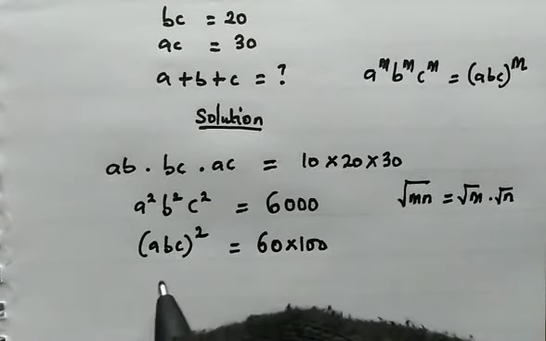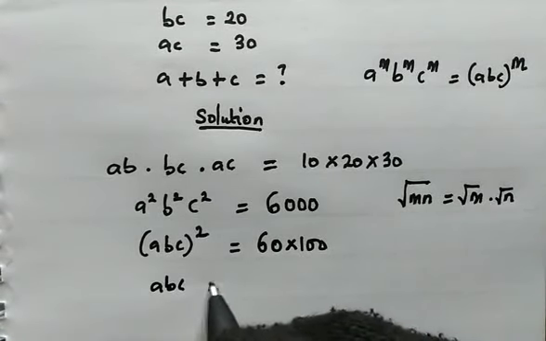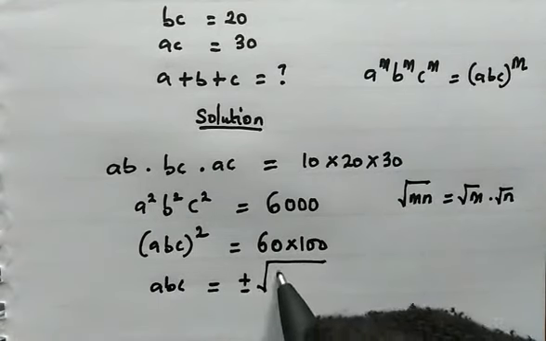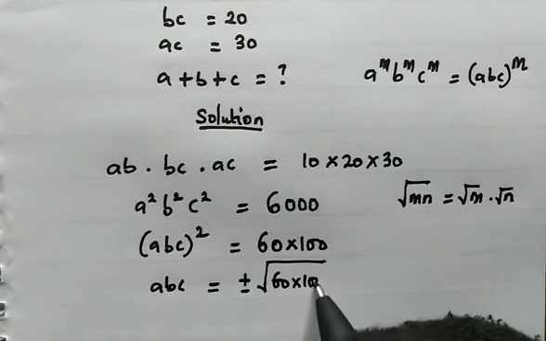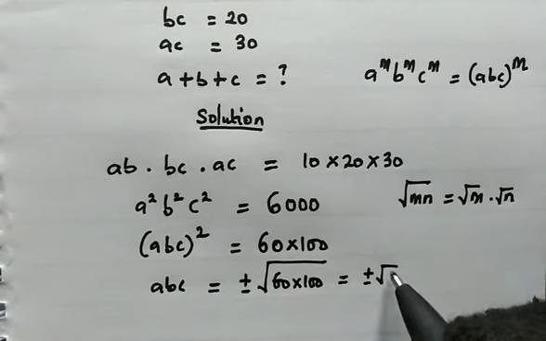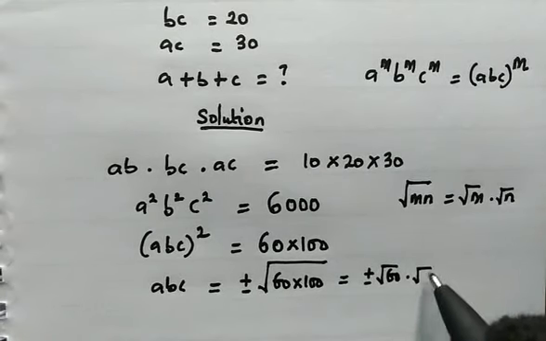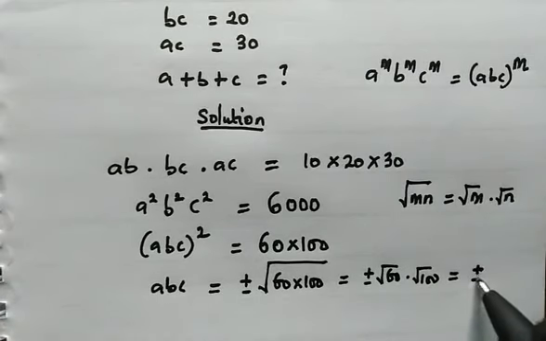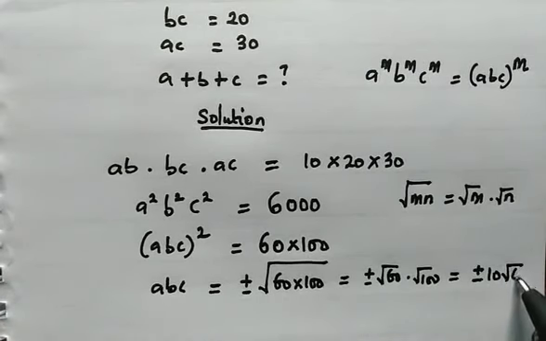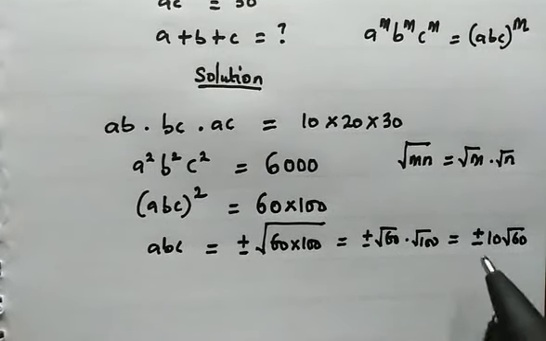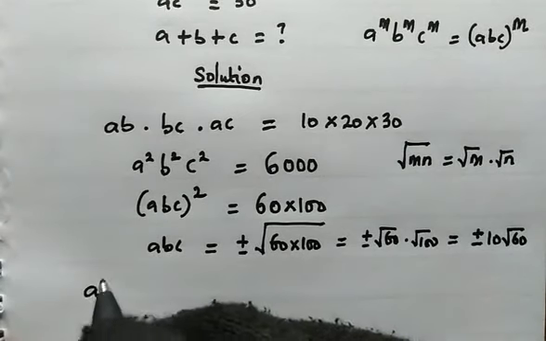So from here, take the root of both sides, we get ABC is equal to plus or minus the square root of 60 times 100, which with this identity is the square root of 60 times the square root of 100. The square root of 100 is 10, so plus or minus 10 root of 60. But this is not in its lowest simplification, so we're going to simplify that a little bit.